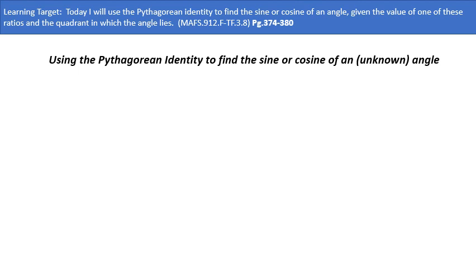Mr. Weber here. Today we're going to talk about something called the Pythagorean identity. And we're going to use it to find the sine or cosine of an unknown angle. And you're going to see what I mean by this in just a second. I want to remind you that this can be found in pages 374 to 380 in your textbook. So if you do have questions, you can go look there.